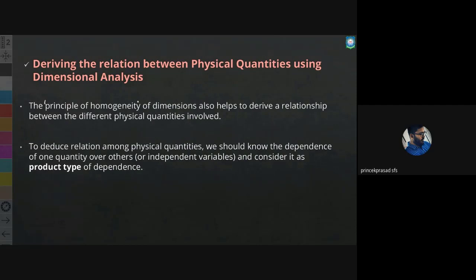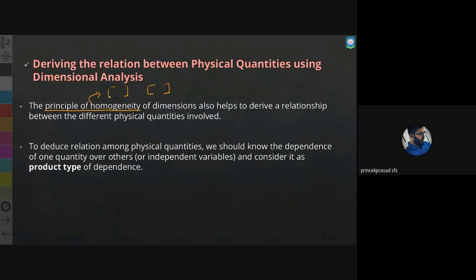Here also, we use what? The principle of homogeneity. To derive relation between physical quantities also, we use the principle of homogeneity. And what does the principle of homogeneity tell? You already know. Whatever expression we have in an equation, each term should have the same dimension. So just keep that in mind, you can derive the relations.